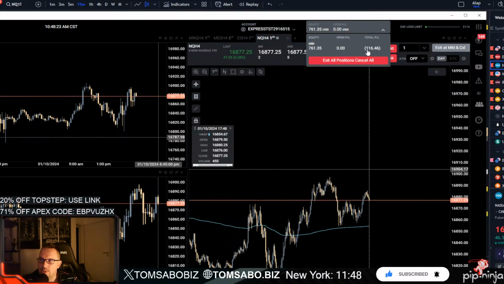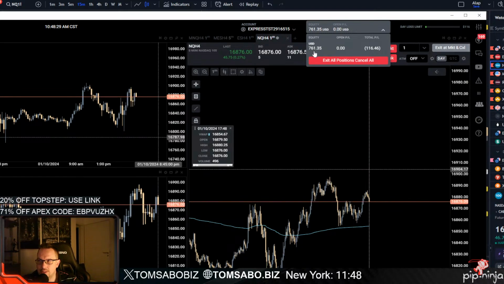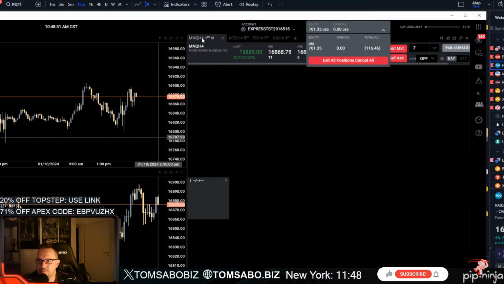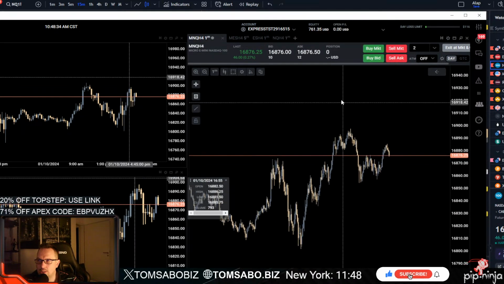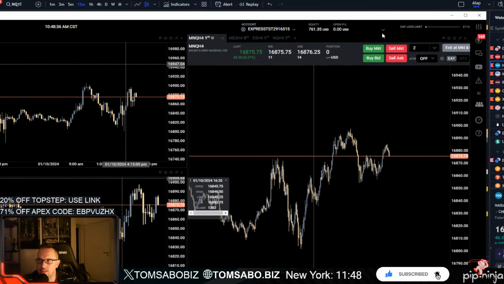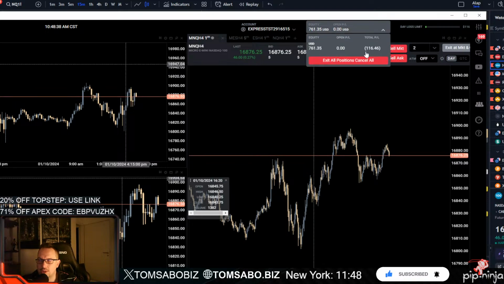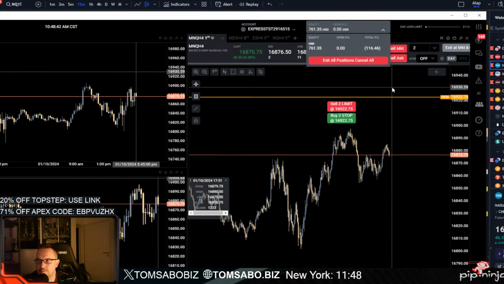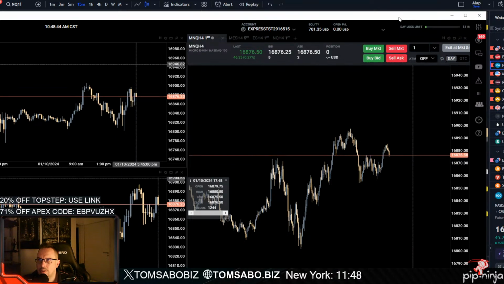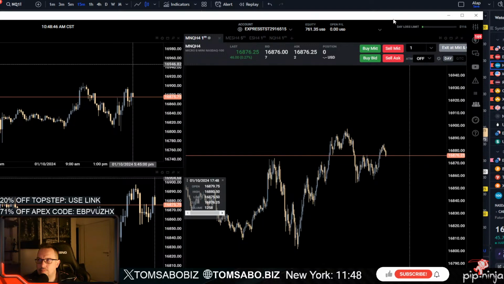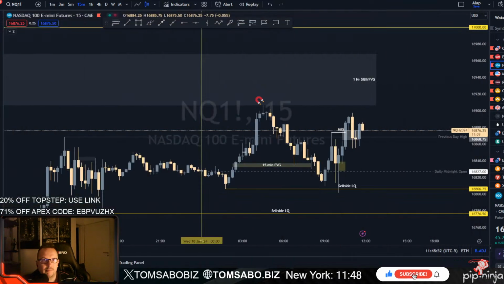And today I am down $116. Overall, I'm in the green. I'm in profit, $761. But I was checking all this. I was checking the minis. I was checking the micros. So I'm down $116. It is what it is. And you know, that's it.